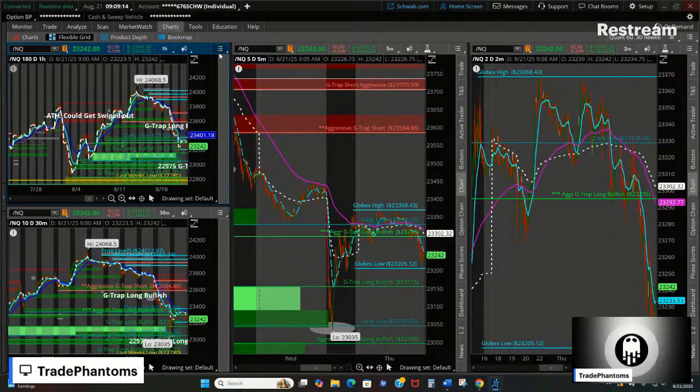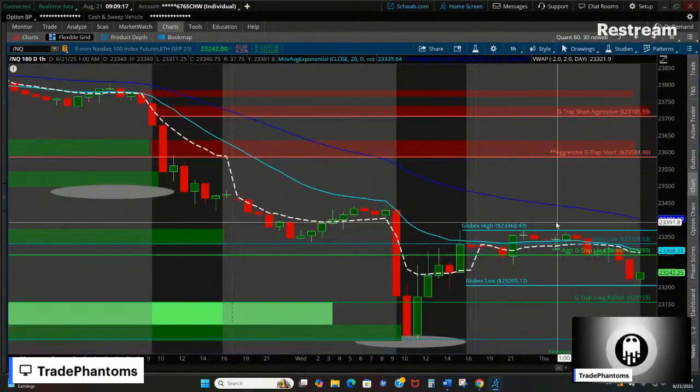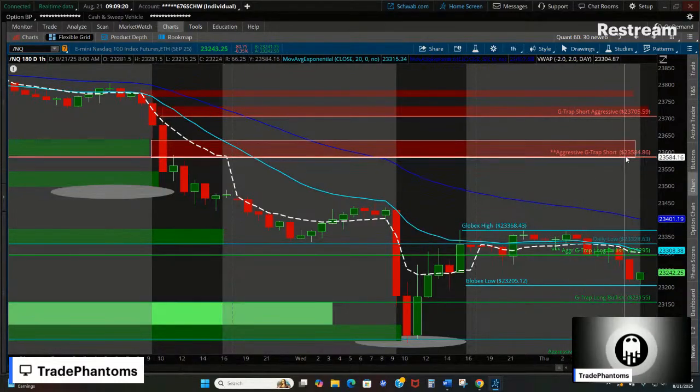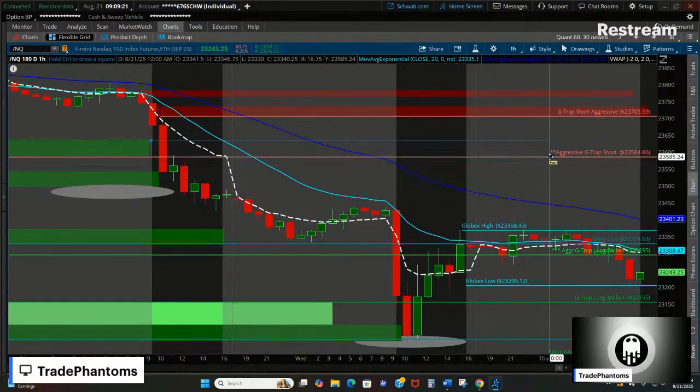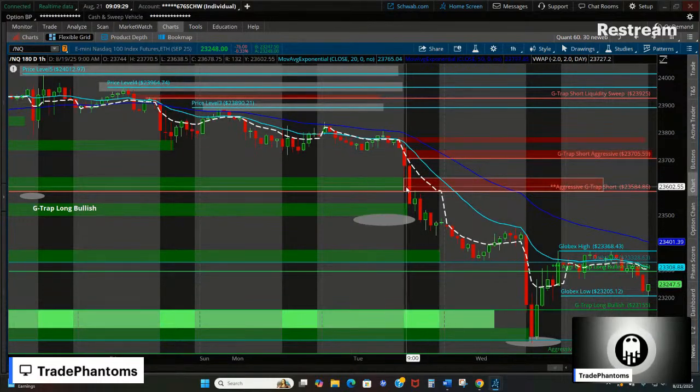Oh, forgot the G trap short. Here's Global XI. And we already have a level mapped out from yesterday's session that really didn't hit. So we can keep that on the board here, 22,584, 23,705. Okay, there's two supply levels, drop base drops in here, and some flip zones to the upside.